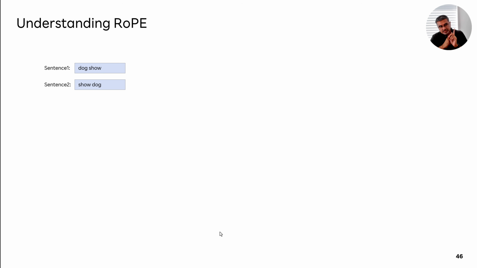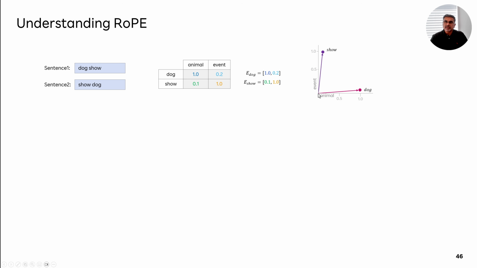Now, mathematically you want to make sure that these two are different things. Let's try to understand this. Let's say there are only two feature dimensions, animal and event. The embedding for dog is 1.0, 0.2. The embedding for show is 0.1, 1.0. If I were to put this on a graph, again two dimensions, I can plot it on a two-dimensional graph. You can see that dog appears here, more of an animal, less of an event, and show appears here, more of an event, less of a dog.